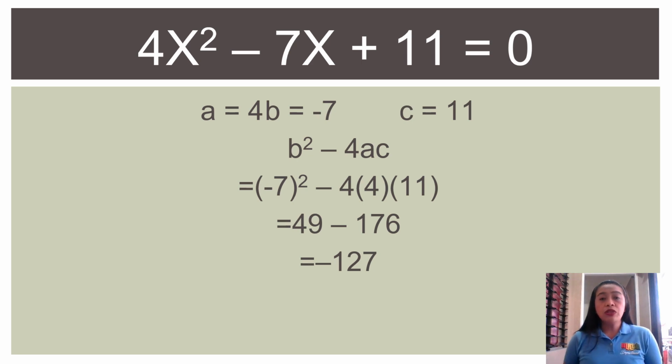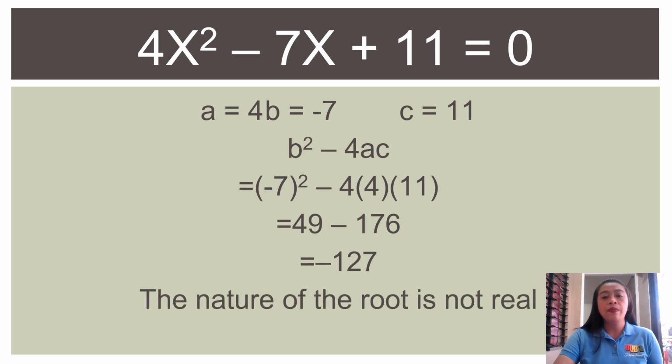So let's take a look at the result. The result, negative 127. It's not 0. It's not a positive number. So therefore, negative 127 is a negative number. So if it's negative, therefore the nature of root is not real. Therefore, the roots of 4x squared minus 7x plus 11 are not real, since the result is negative.